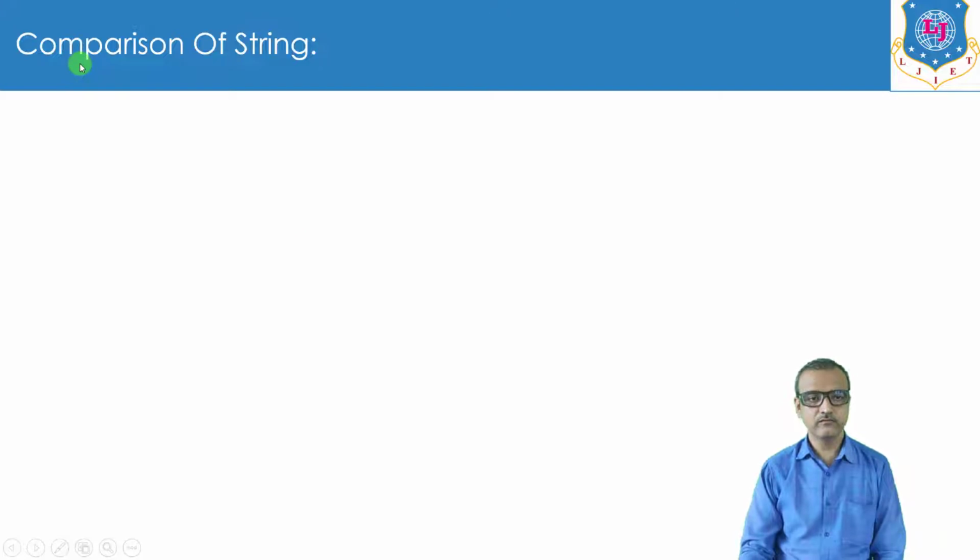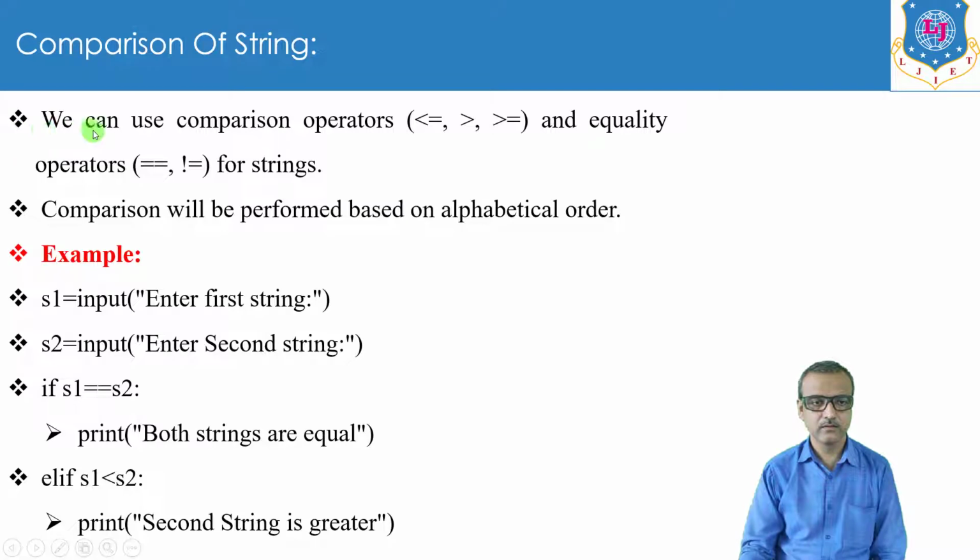See, first of all, we are going to see comparison of string. That is this topic, comparison of string. We can use comparison operators, that is less than or equal to, greater than or equal to, and equality operators, that is equal to, not equal to, for strings. Comparison will be performed based on alphabetical order.